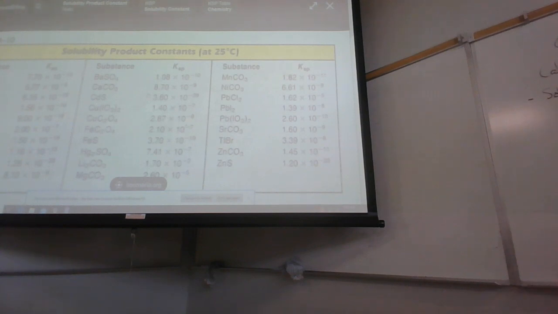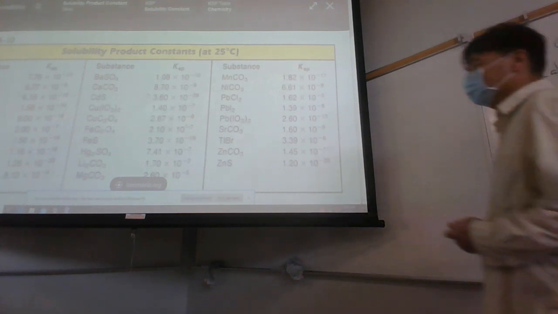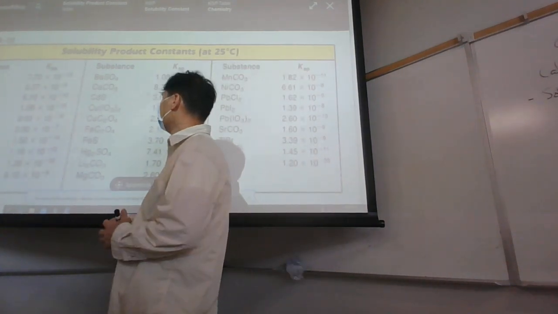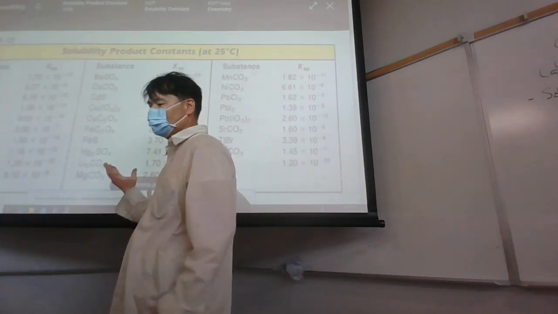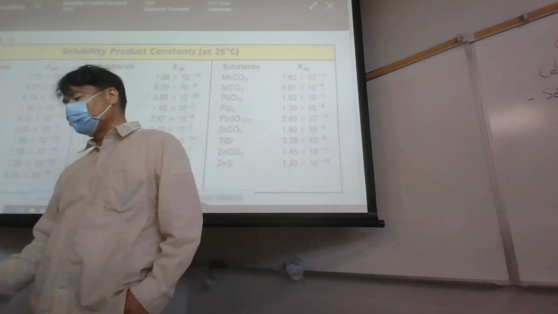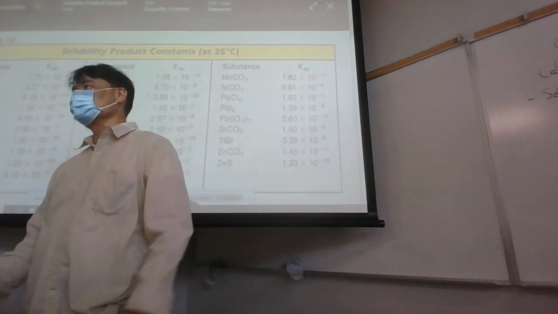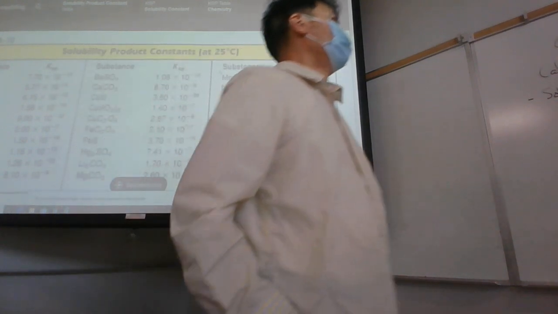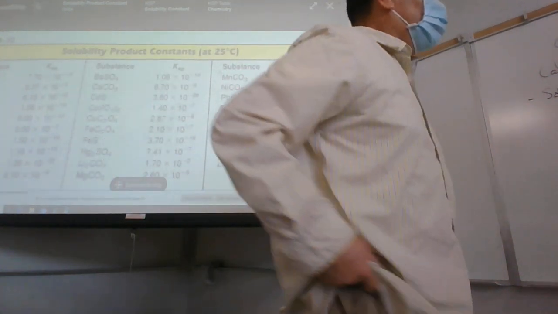These are the common ones. Of course, we could have salts that are more complicated, like a 2 to 3 ratio. If it's a 2 to 3 ratio, then we just do the exact same thing as we did here. So that's the solubility in water.